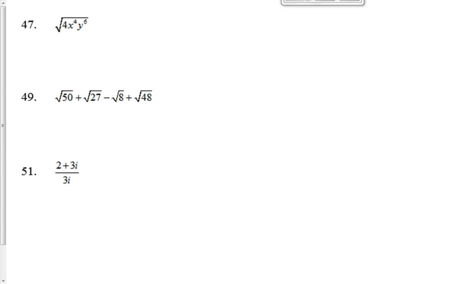Question 47. The square root of 4 is 2. The square root of x to the fourth is x squared. Remember, with the variables we divide by 2. So 4 divided by 2 is x squared. 6 divided by 2 is 3, so you get y to the third.